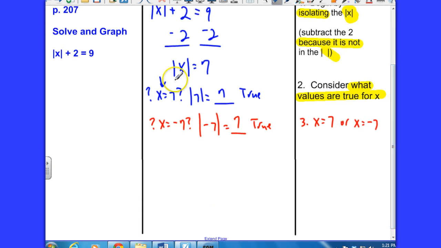Okay, so notice what happened. Notice the context of how I thought there. I thought, what values could make that true? That's what's really happening when we solve these problems. When you take that absolute value, you've got a positive and a negative solution possibility there.